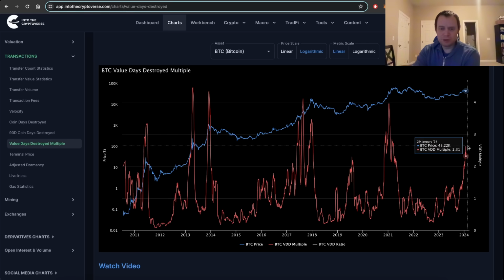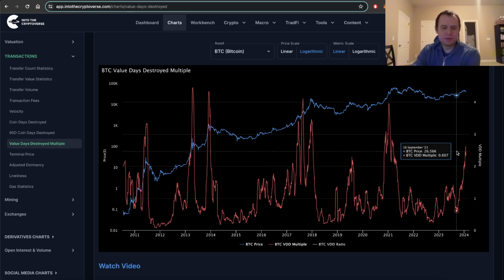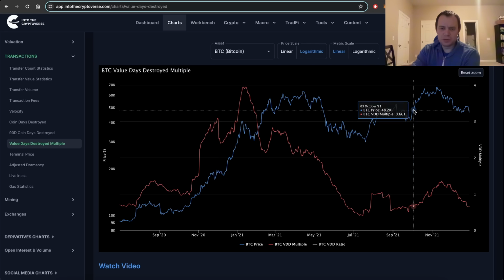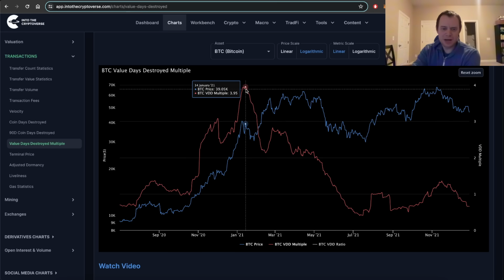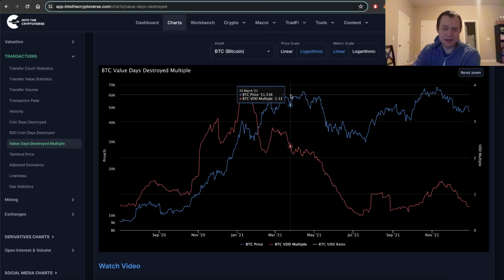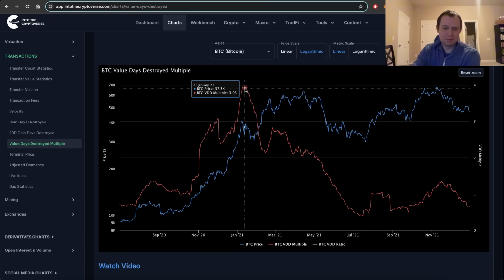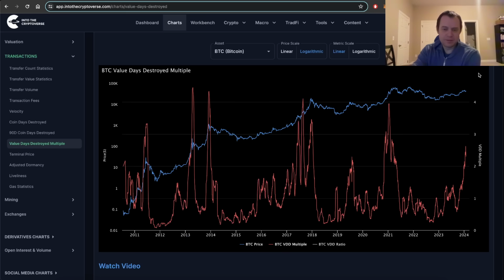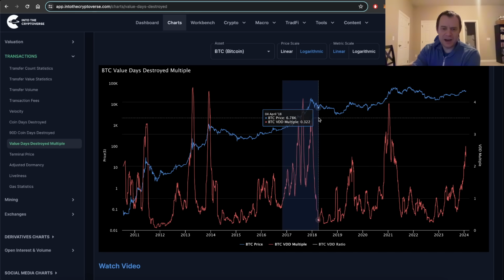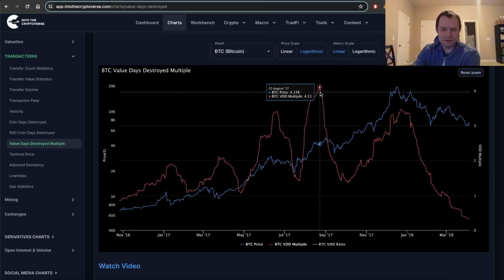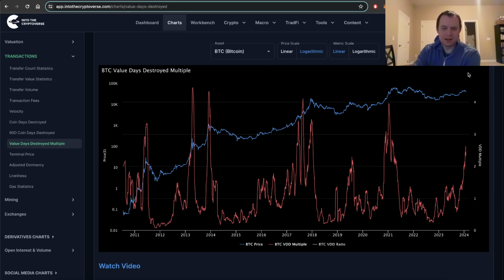Now, I wanted to put that in context: what does that mean, and how does it compare to prior moves? There are several different moves that we could look at, so we'll just take a quick look. The move in 2021, you can see that this metric topped out before price topped out, but it topped out at just under 4. In the cycle before that, it topped out at around 4, but again, it did not mark the final high in price.